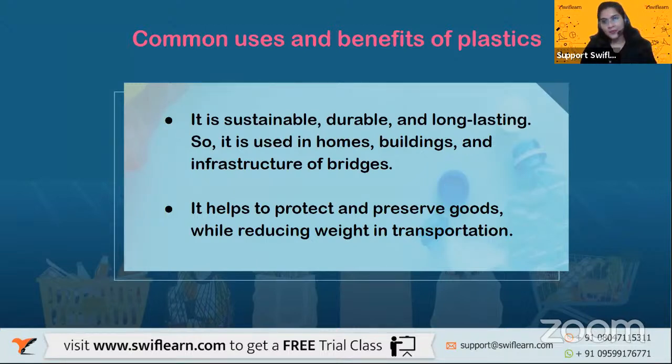It is sustainable. We can use it for a long period of time. So it is long lasting and durable. So it is used in home building and infrastructure like bridges also. It also helps to protect and preserve various goods while reducing the weight in transportation. As these are very lightweight, it reduces the weight of the luggage if we carry them in plastic items.